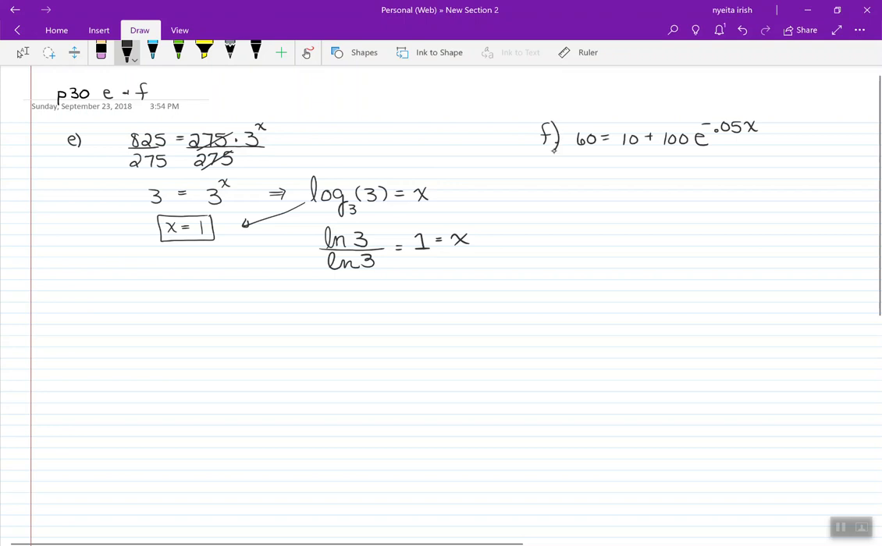For question F, this one's not quite as intuitive. You're going to have to really solve this one out. Here's my exponential with a variable up here in the exponent. So I want to move everything over to the other side as much as possible, but I can't just pick stuff up and move it. I have to undo. So the first thing I notice is the 10 out here is hooked by addition, and it's a positive 10. So I'm going to subtract 10 first away from both sides. That's 100 times e to the negative 0.05x power.